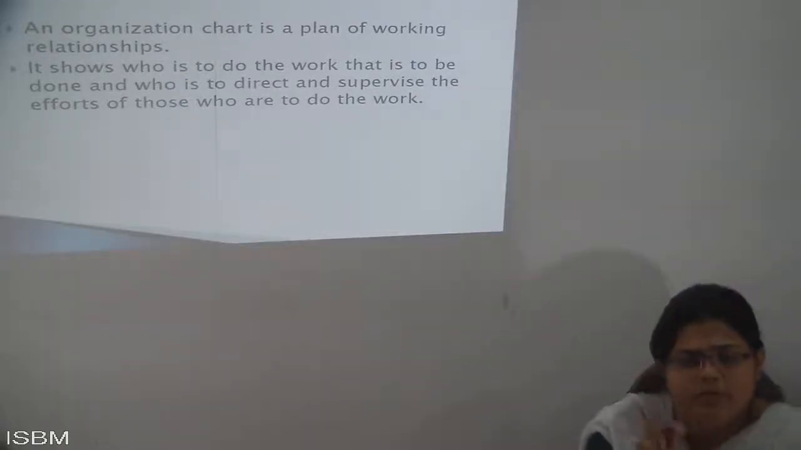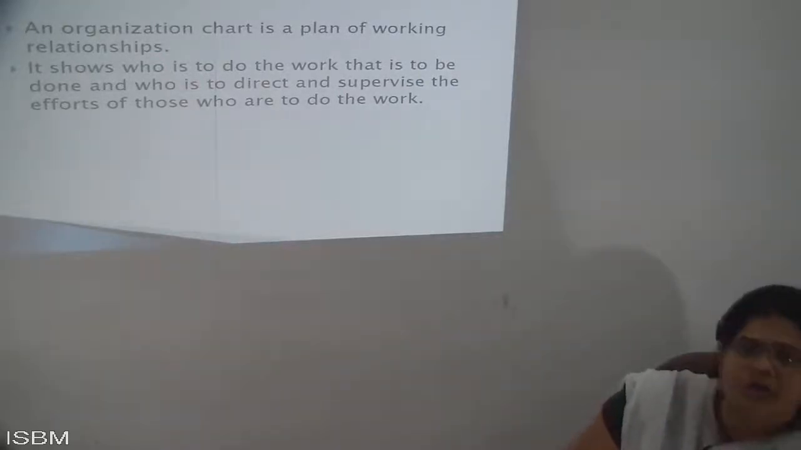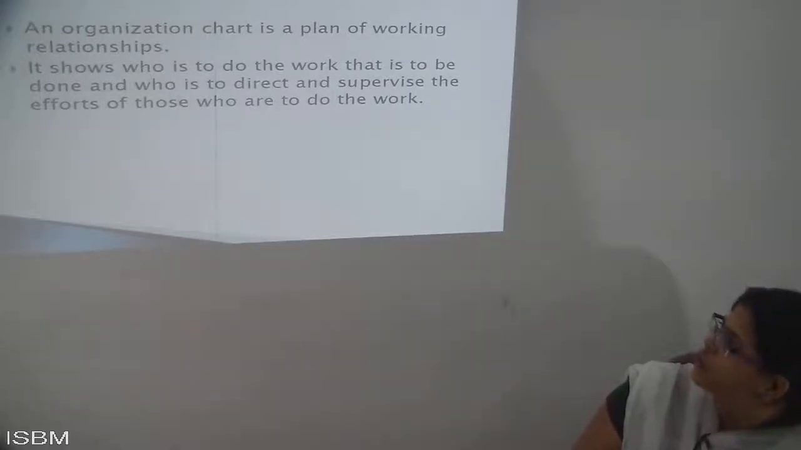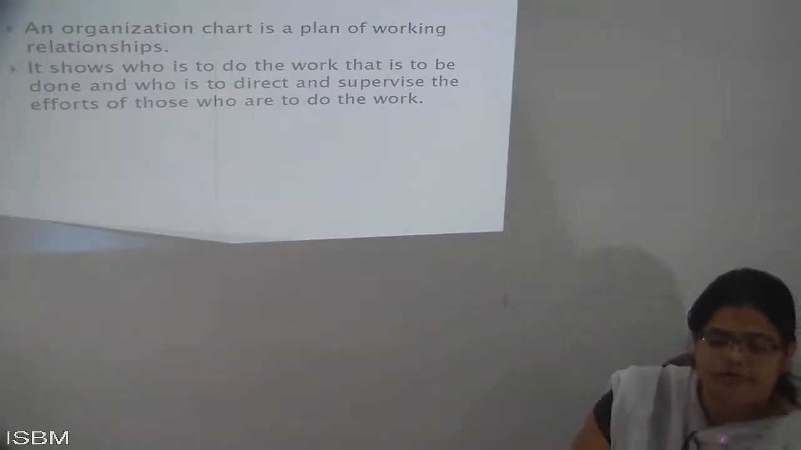With the help of supervising, you get to know what is to be done in a certain period of time, what you planned, and how you analyze what is being done. So this is what an organization chart is: a plan of working relationships. It shows who is to do the work, what is to be done, and who is to direct and supervise the efforts of those who do the work.